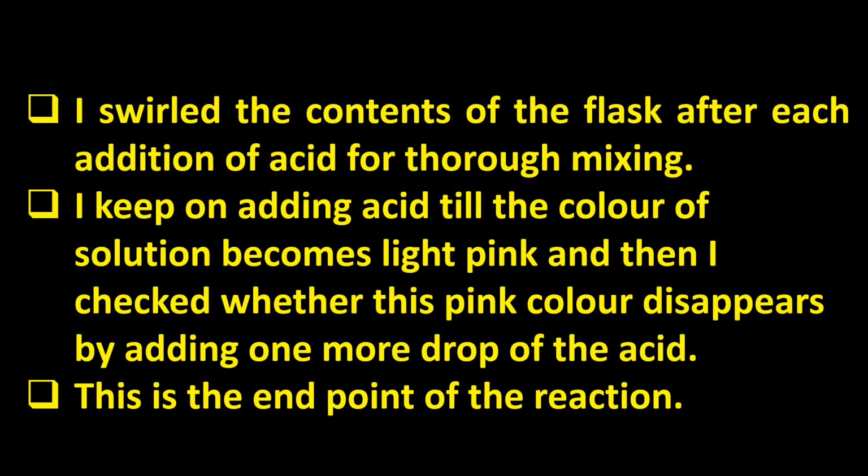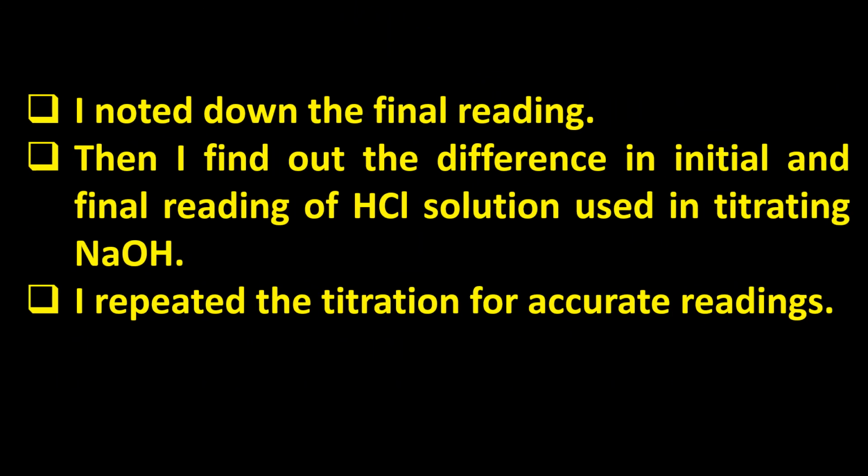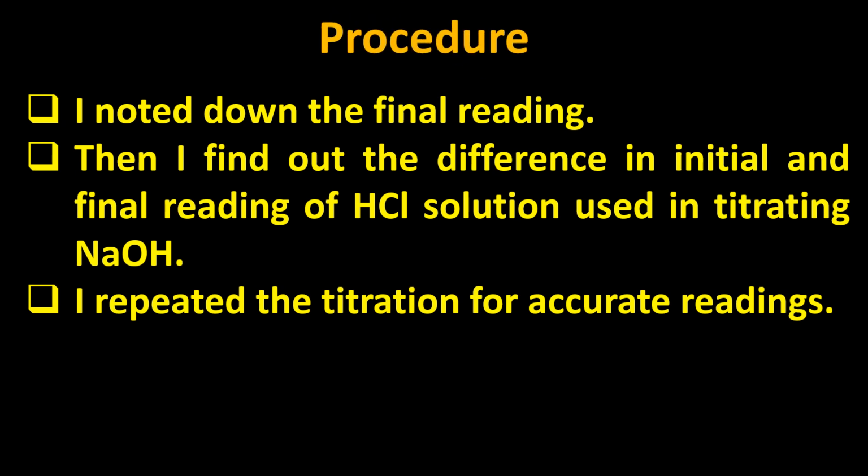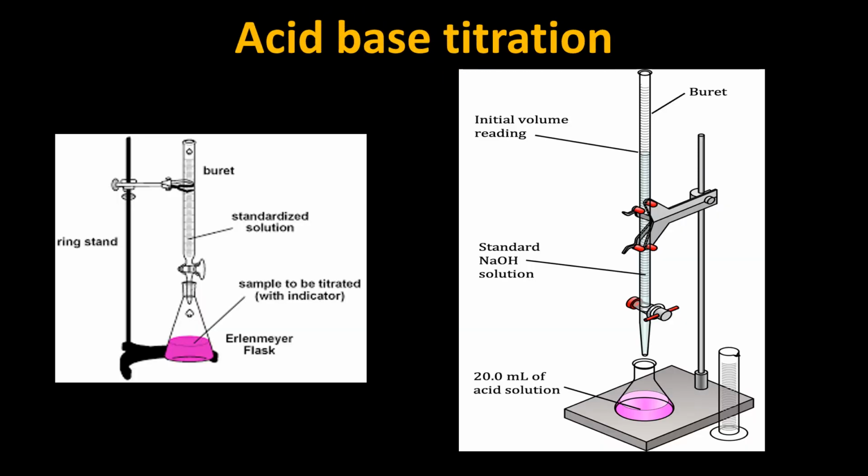Now, this is the apparatus which we have to set up for the process of titration. This is an iron stand, and we have to hang the burette vertically on the iron stand. Then this is the flask in which I have to take sodium hydroxide solution, and in the burette, I have to take hydrochloric acid solution, which is known as the titrant. This is the tap which I have to open, and due to the addition of phenolphthalein indicator, its color turns to magenta pink.